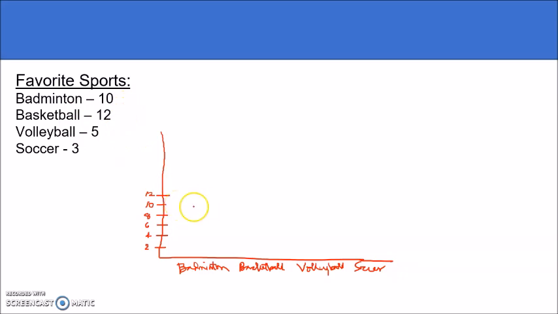So, dapat hanggang dito siya, no? So, badminton, gawa tayo ng bar. Okay, badminton, ganyan. Tapos, i-shade lang natin ito. And for basketball, ilan? 12. Oh, ang highest pala natin ay 12. So, dagdag tayo dito. Okay, 14. So, para dito yung highest natin. Pwede naman hanggang 12, pero mas maganda yung may extension ng konti. Okay, so this is for basketball. You can use your ruler naman to make your bar straight, your line straight. And then shade lang yan.